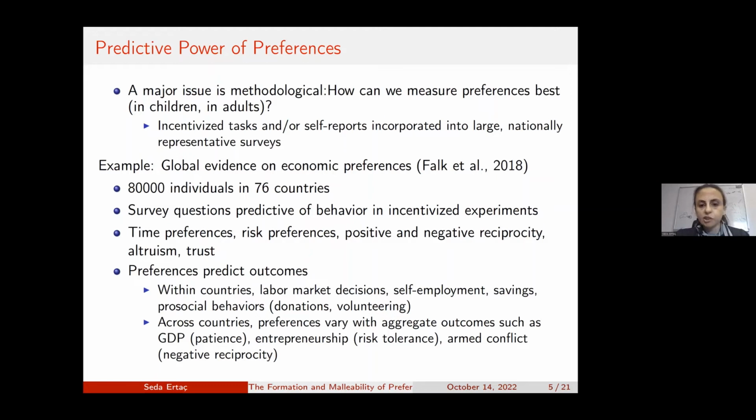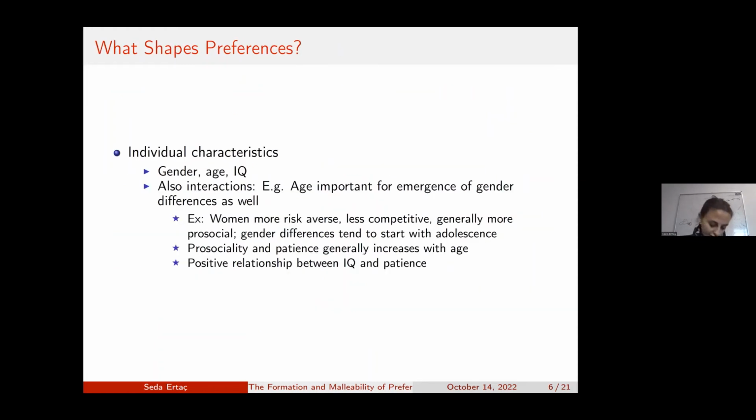I would like to talk about one such example by Falk et al., presenting global evidence on economic preferences. Gathering evidence from 80,000 individuals in 76 countries, they show that survey questions are predictive of behavior in incentivized experiments and predict outcomes. So these are within countries: labor market decisions, self-employment, savings, pro-social behaviors. And across countries, preferences vary with aggregate outcomes such as GDP, for example, patience and GDP are positively correlated. Risk tolerance predicts entrepreneurship, and negative reciprocity predicts armed conflict. So you can believe me when I say that preferences have predictive power within a country and across countries.